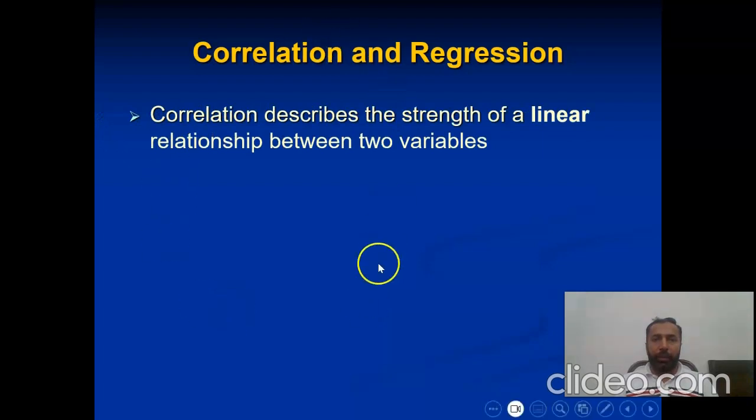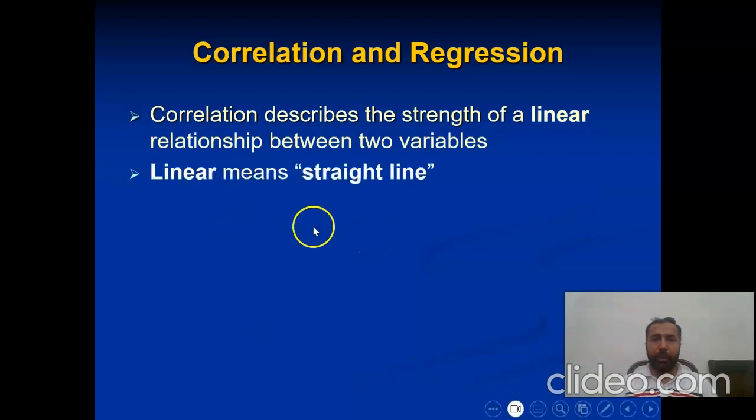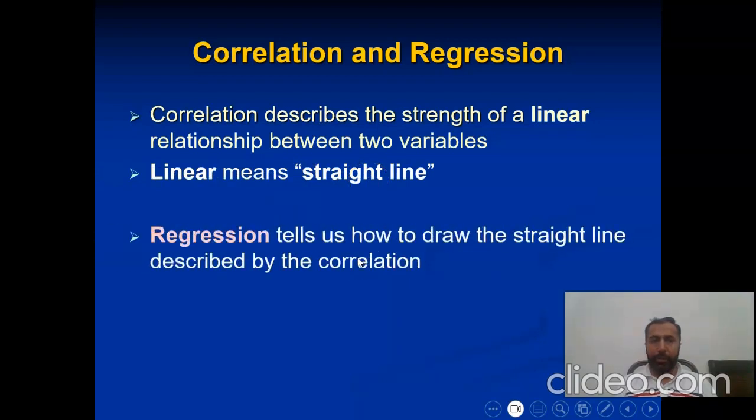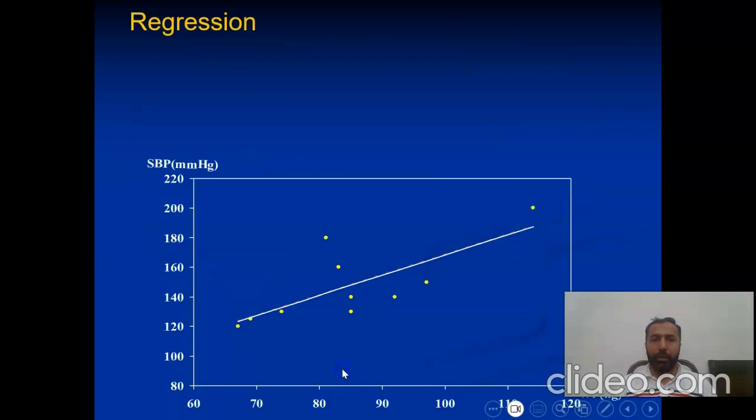The difference between correlation and regression is that correlation describes the strength of a linear relationship between the two variables. Linear means a straight line whose slope remains constant. However, regression tells us how to draw the straight line described by the correlation. If we run the regression analysis, as I have already shown, this is the regression line, which tells us that systolic blood pressure depends upon weight. So we always show the dependent variable on the y-axis and the independent variable on the x-axis.